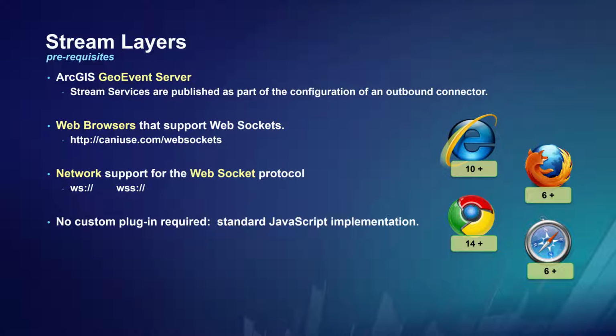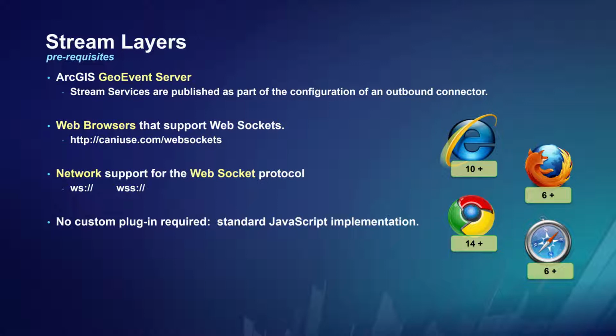GeoEvent Server uses stream services that are published as part of the configuration of an outbound connector. Those of you that are more familiar with ArcGIS Desktop or Pro know that you want to bring in your feature classes as layers into a map document of some sort and then publish that as a service. Stream services are published from within the GeoEvent Server's Manager web application. You configure the output that you want to use to send stream services, and you publish the service as part of that workflow, and Ken will be demonstrating that for you.